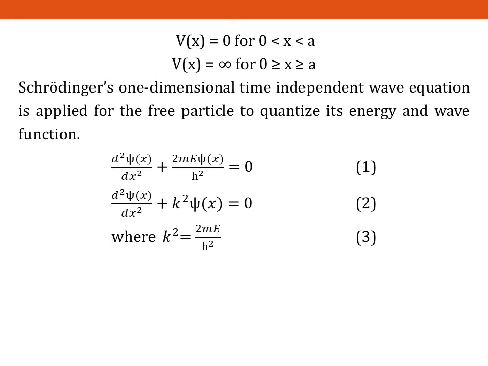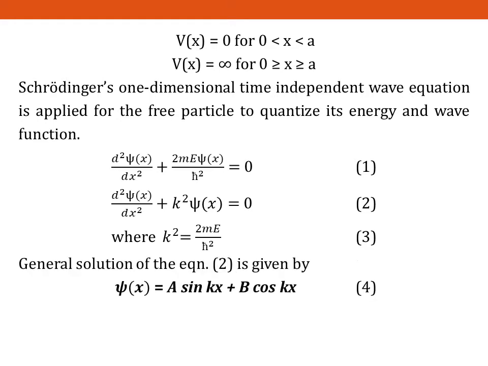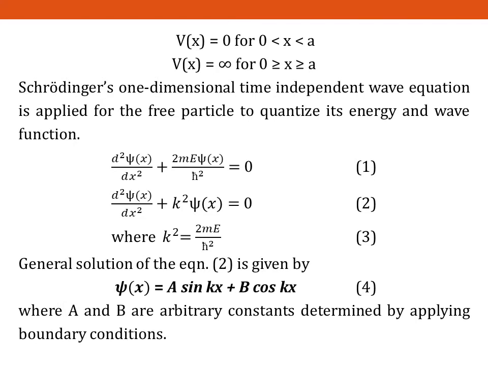Since equation 2 is a second order differential wave equation, it should have two arbitrary constants, and the general solution of this equation 2 is given by ψ(x) = a sin kx + b cos kx, which we represent as equation 4. And these two arbitrary constants a and b are determined by applying the boundary conditions which were just seen.